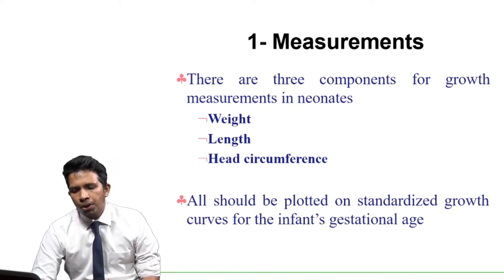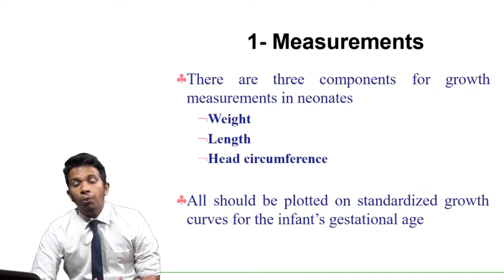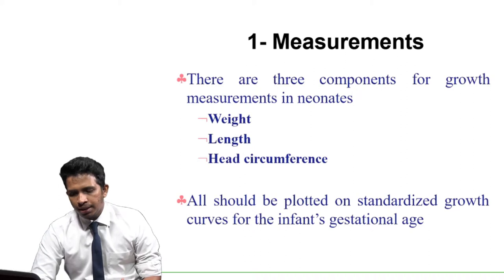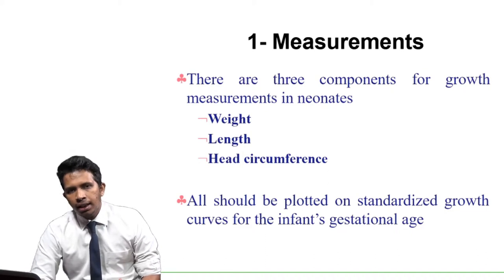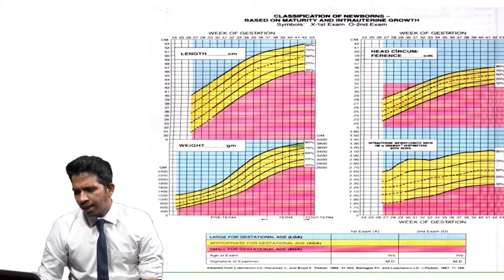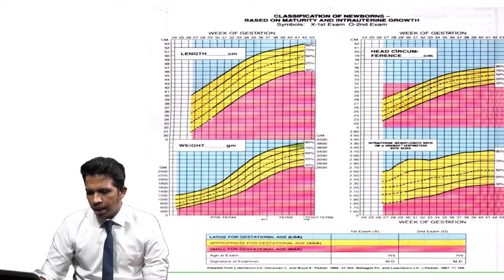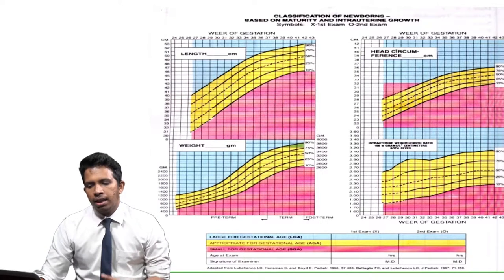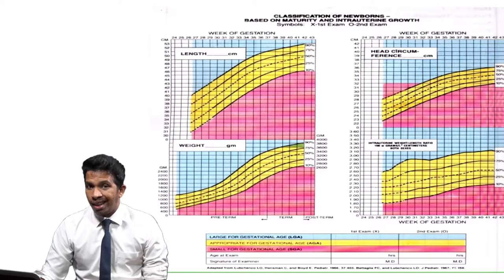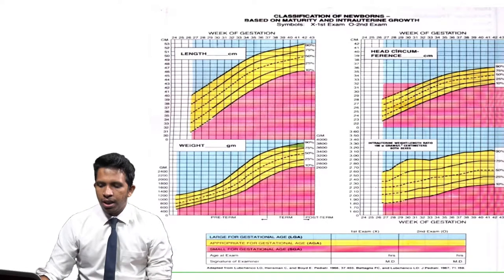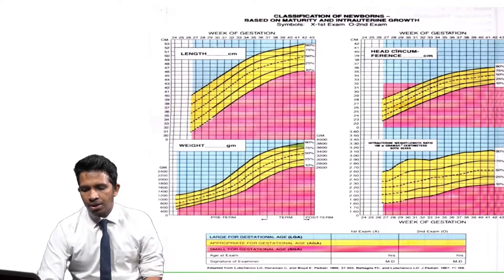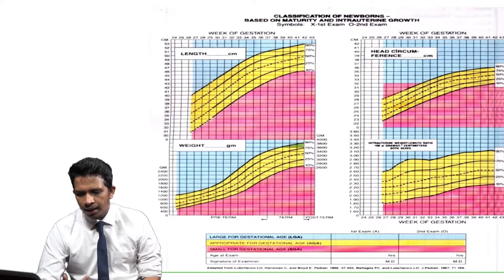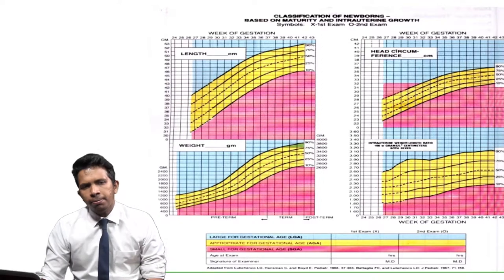There are three main components which indicate the growth measurements, which are weight, length, and head circumference. All of this should be plotted on a standardized growth curve for the infant's gestational age. As you can see, these are the growth curves. The pink area suggests that the child is small for gestational age. The yellow is appropriate for gestational age or average gestational age. The blue area suggests large for gestational age. So if the child's weight corresponds with the age of the child, then we just plot it according to that.